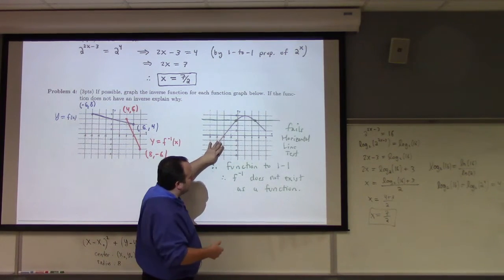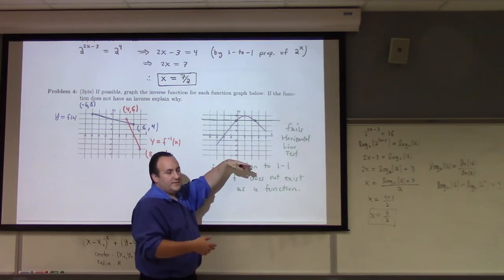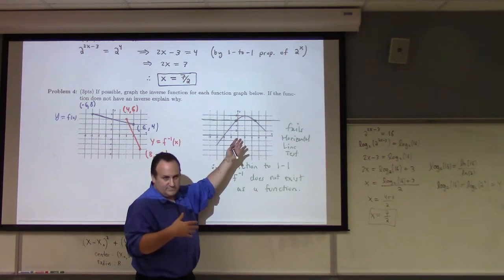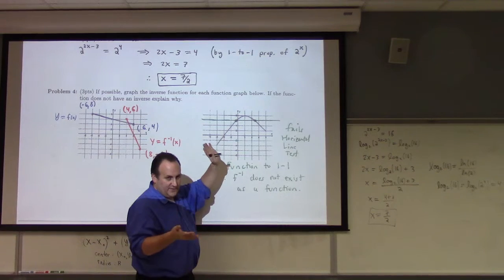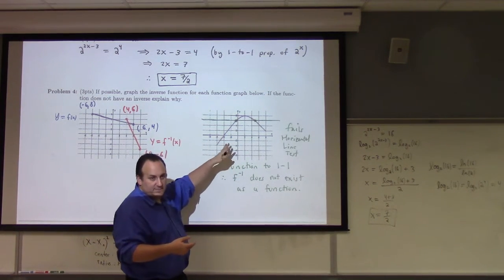So what I was looking for here, the best answer would be something like fails the horizontal line test or is not one-to-one. You could just say either one of those things. If you said those, that would be true, and then you could say therefore it doesn't have an inverse. That would have been fine.